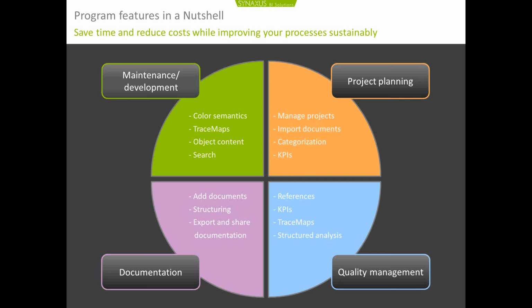During the project planning phase, you can manage multiple projects. You have everything in one view. You can see the status of all your documents. You can re-import them, categorize them, for example, to have departments working on one part of the application and just giving them a color coding or a category. You have the KPI, seeing how complex your application is, which also helps you in quality management. You can see all the references, trace maps.